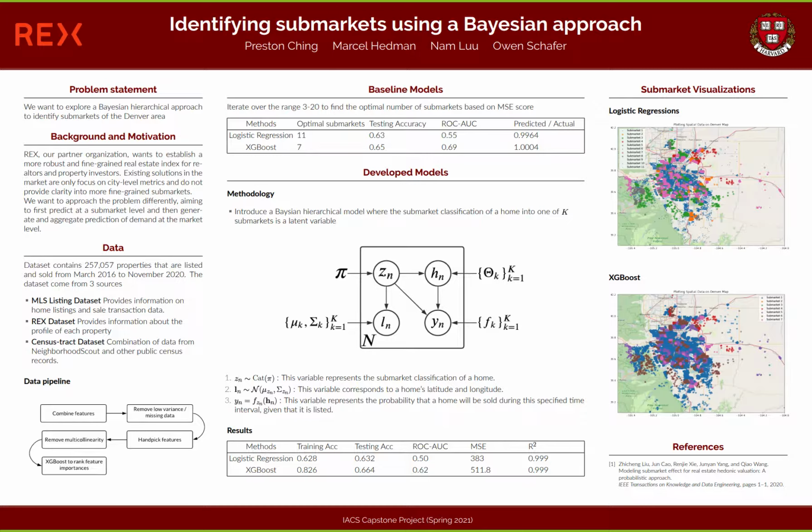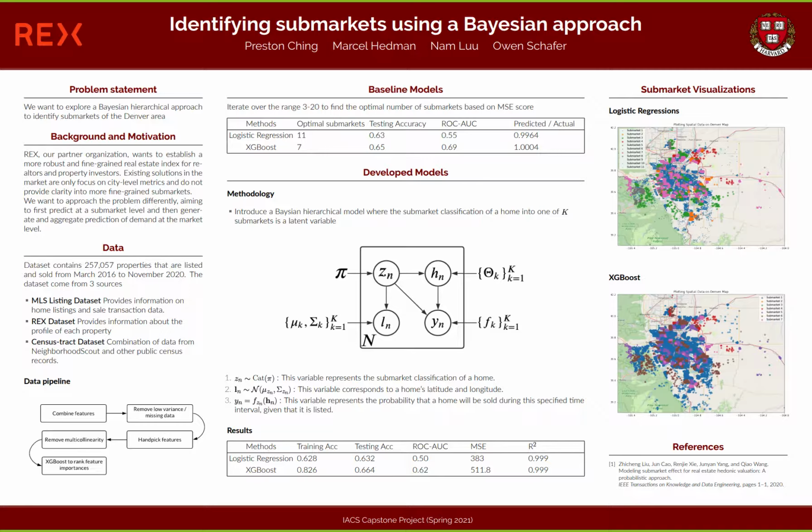Second motivation is that current solutions out there are price indices, which are very noisy metrics because they don't fully and accurately reflect the equilibrium of the dynamics between supply and demand. The third motivation is that these price indices are not very granular because they're usually only at the state or city level and they do not provide clarity to more fine-grained submarkets. So therefore, our proposed model is to predict demand by building a Bayesian submarkets hierarchical model in the Denver market.